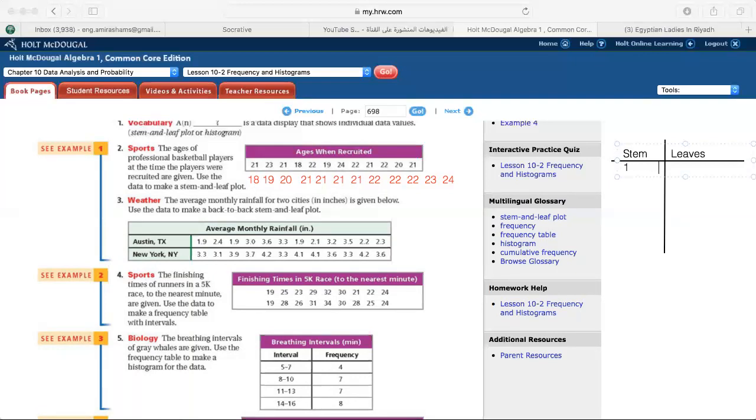So I will take 8 here and I will take 9. I prefer to put a dash here, and 9. So when I have 1 in the tens digit, I have 18 and 19. So I will put 1 here in the stem. The last digit of 18, I will put in the leaves, and the last digit of 19, I will put also in the leaves. Next, 20. We have a lot here, too.